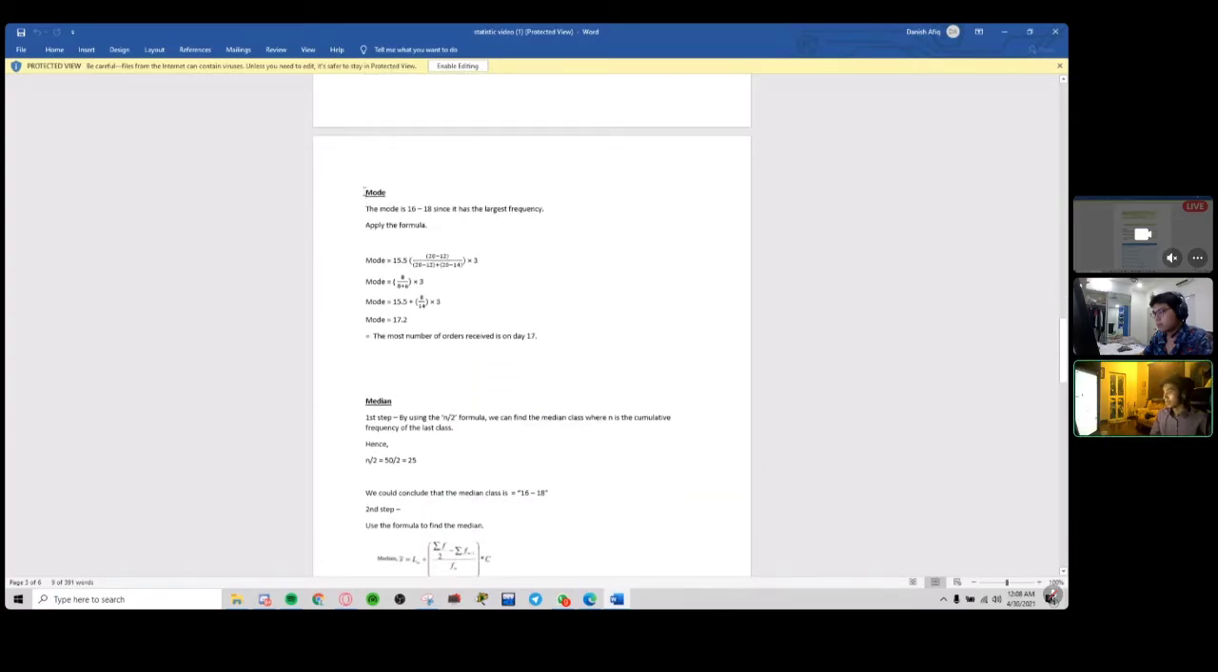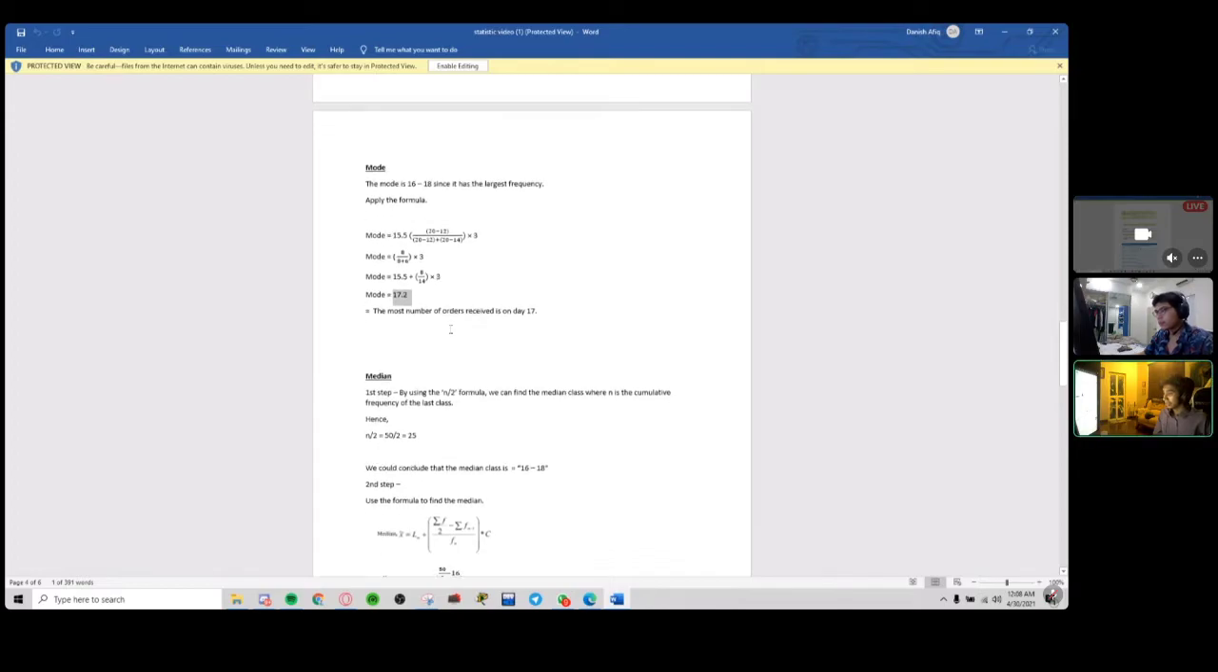Next, to find the mode. The mode is 16 to 18 since it has the largest frequency inside the table. Next, we have to apply the formula, and after we solve it, we would get the mode 17.2. Hence, the most number of orders received is on day 17.